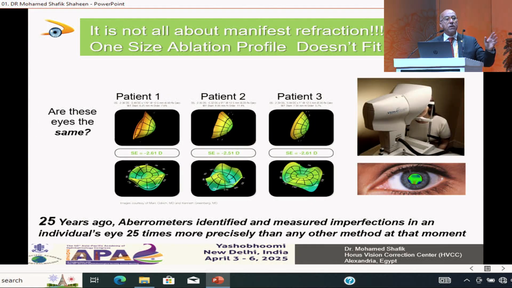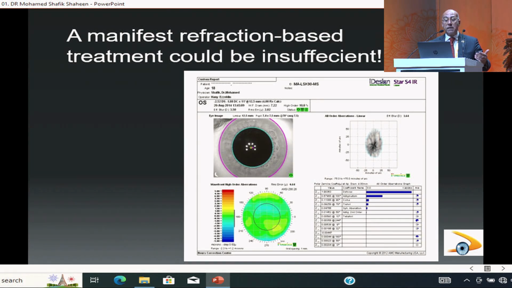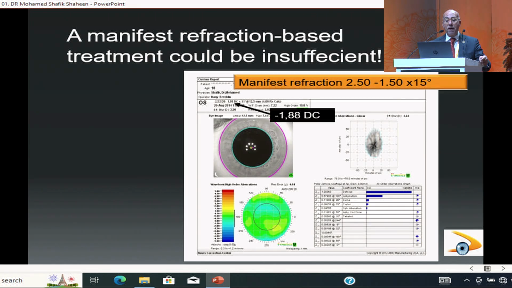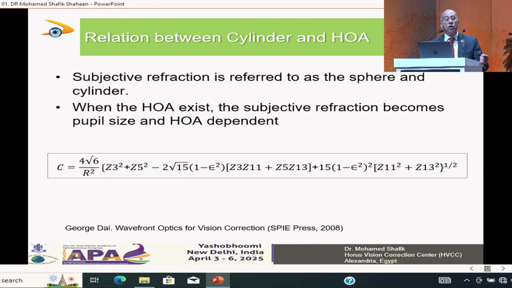And 25 years ago, when we got introduced to the science of the aberrometer, we got to understand that one size doesn't fit all. These are three patients for the same refractive error. Nevertheless, they are totally optically different. This was the classical teaching that we got to know from perfectionizing the aberrometry. If, for example, you have a reading from your aberrometer like -1.88 cylinder, and this happens every day, while the patient has a manifest refraction of only -1.5 cylinder, you know that the rest of the cylinder is in the higher order aberration.